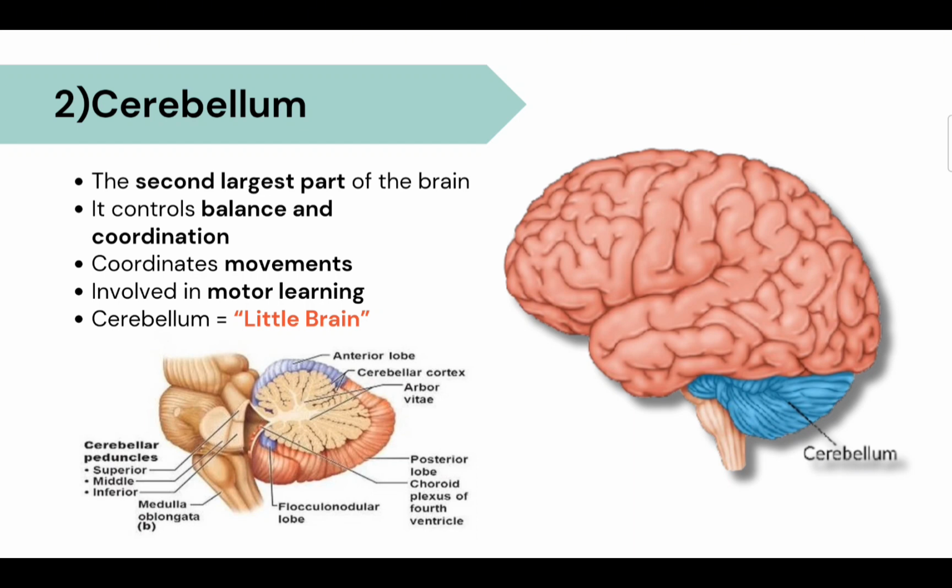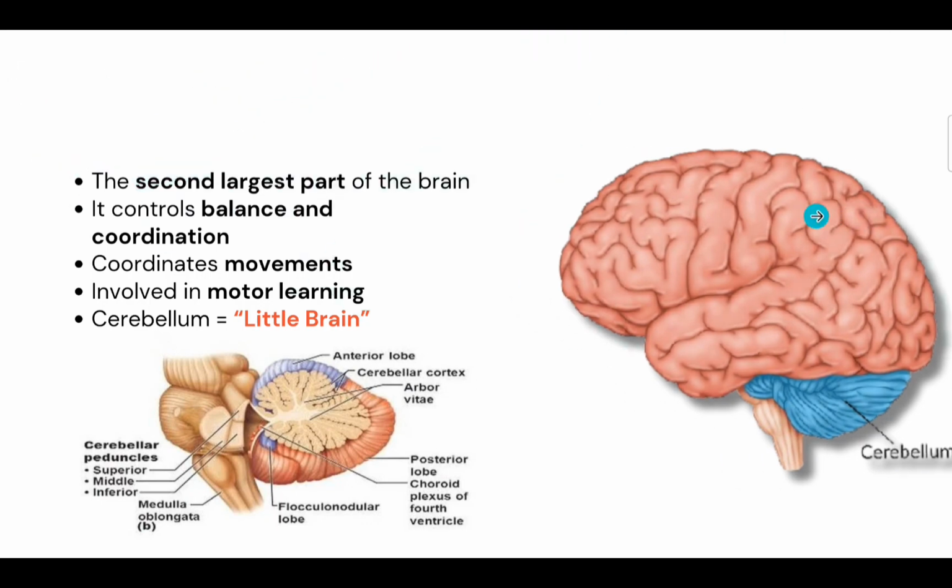Cerebellum controls balance and coordination. It coordinates movement and is involved in motor learning. This cerebellum is also called the little brain. Why? Because it is the second largest part of the brain. So the cerebellum is primarily involved in coordinating voluntary muscle movement, where it maintains balance, it controls posture, and it is involved in motor learning.